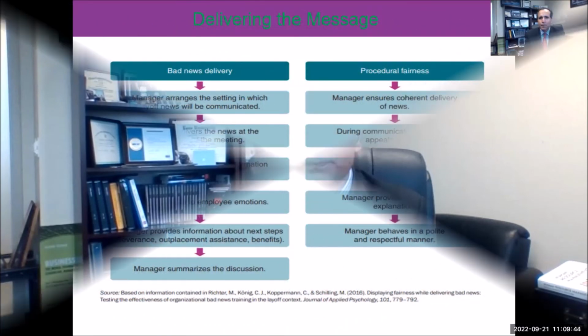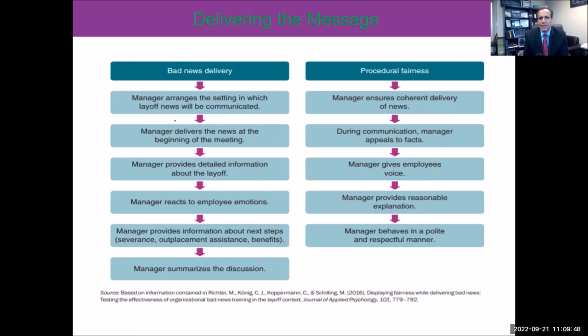When you're delivering the message of layoff to employees, there are some best practices in the delivery of bad news and best practices in procedural fairness. Let's look at them a bit more closely. In bad news delivery, the manager arranges the setting in which the layoff news will be communicated. He or she delivers the news at the beginning of the meeting, so don't beat around the bush. Be honest, be specific, and be clear. The manager should provide detailed information about the layoff, and should react to employees' emotions that he or she observes. The manager should provide information about the next steps, such as severance payments, outplacement assistance, and other benefits that employees are entitled to. And finally, the manager should summarize the discussion about the bad news regarding layoffs.